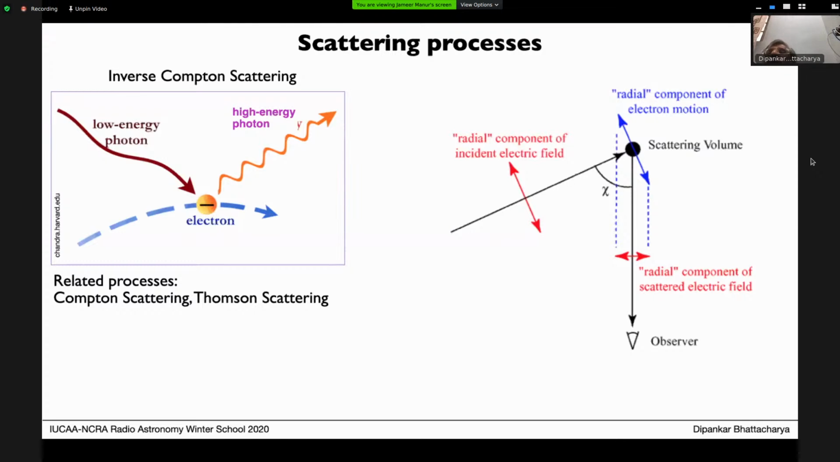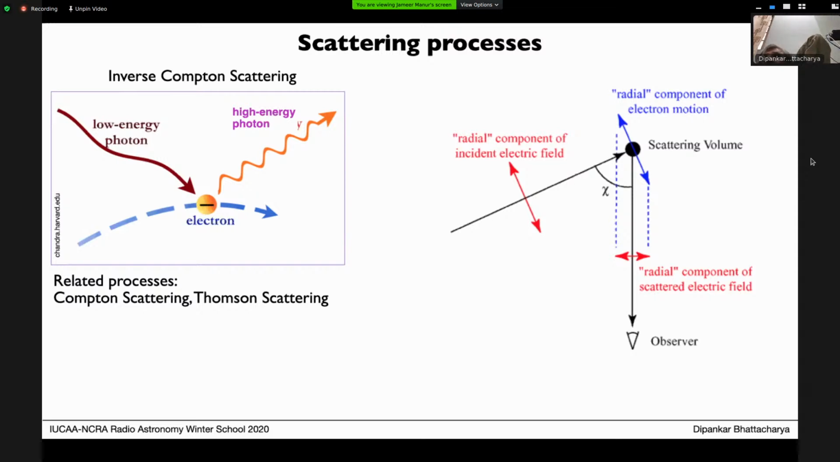And in the other extreme, if the photon is of low energy and the electron is moving very fast, then some of the kinetic energy of the electron can be transferred to the low energy photon, and it can become a high energy photon. So this is called Compton scattering. The process in which a low energy photon is converted to a high energy photon is called inverse Compton scattering. And this inverse Compton scattering, of course, generates radiation energy in the system, and so it comes as a part of radiative processes.